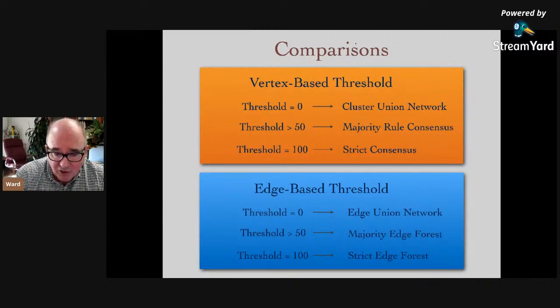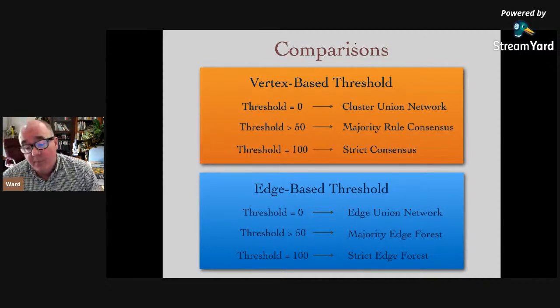Now at the edge-based threshold, if we do the same kind of operation, if we set the threshold to 0, so any edge present in any group is part of the output, that's the edge union network that Michael Miyagi and I did. If we require that an edge be present in more than half of them, we get the majority edge forest, because we're going to probably lose things. So the vertex-based methods are going to give us a single connected graph. The edge-based methods are not necessarily. We can have forests as outputs.